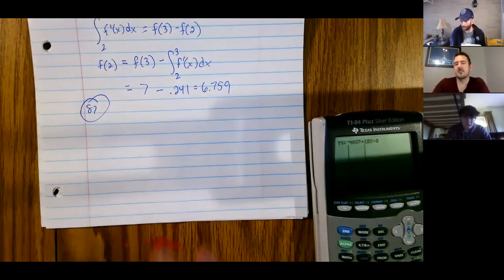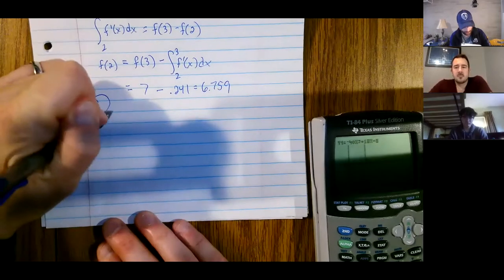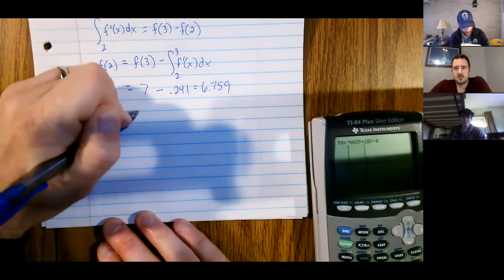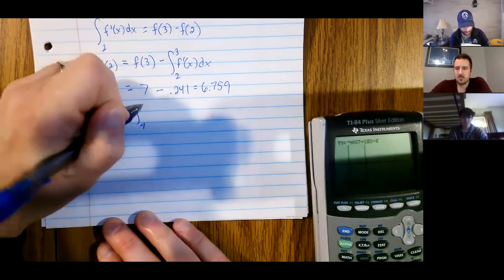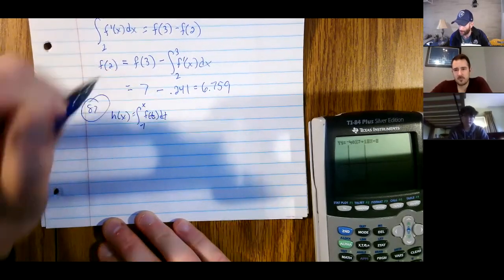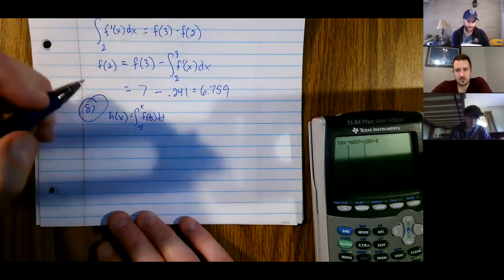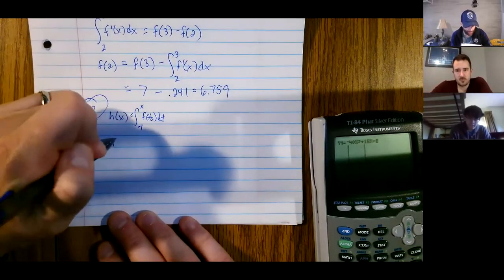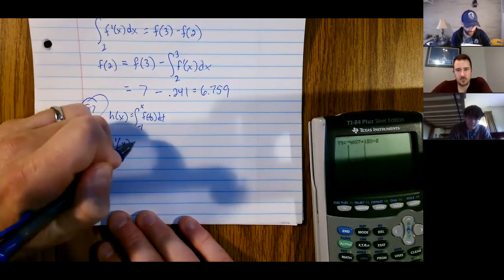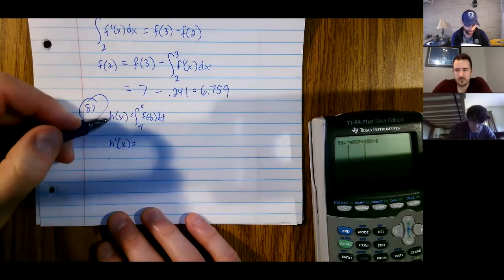The graph of the piecewise linear function f is shown above. Let h be the function given by h of x equals the integral from -1 to x of f of t dt. On which of the following intervals is h increasing? So h is increasing when h prime of x is positive, right? So we're given h of x, so we want to find h prime. How do we find h prime?